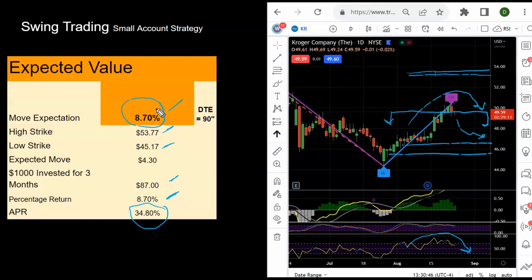So what do you think of this trade? Expect a move of 8.7%? Do you think it's going to move? Is $87 on a $1,000 investment enough for you? We have to wait. You might have to wait up to 3 months. But I'm interested in good, steady, consistent profits. Not necessarily the profit for the day.